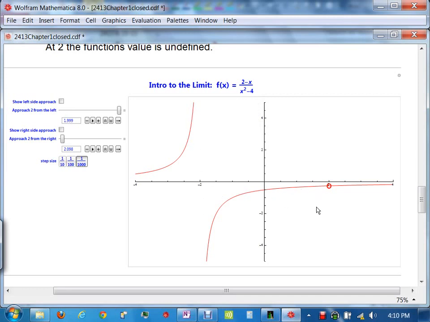So look at this one. You come in from the left, it goes to -0.25. You come in from the right, -0.25. But at 2, it's undefined. Right?